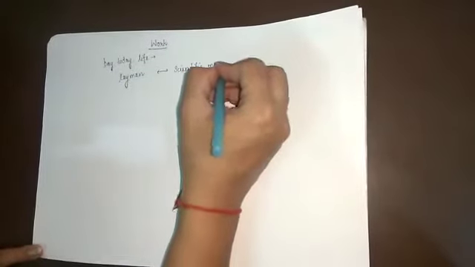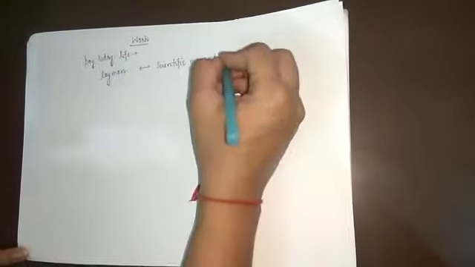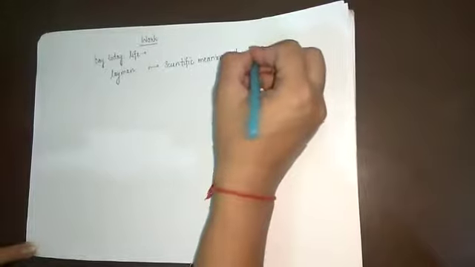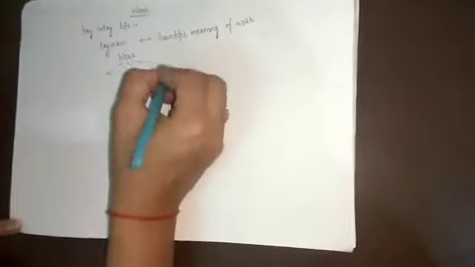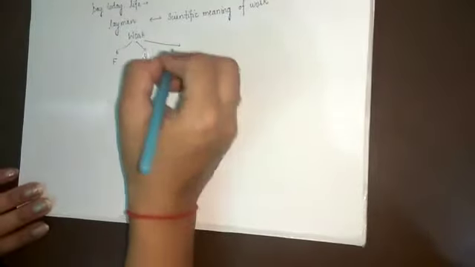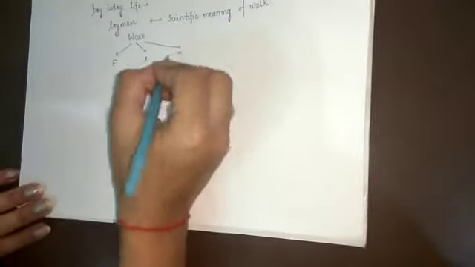But the layman meaning of work is totally different from the scientific meaning of work. Let us study the scientific meaning of work. For this term work, we need to know three terms. First is force, the second one is displacement, and the third one is angle, the angle between force and displacement. Let us study them one by one.